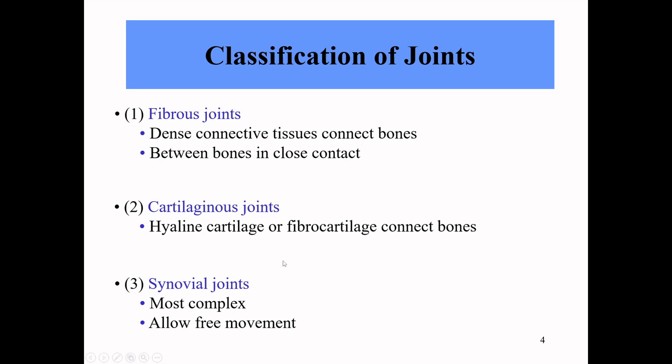Our second way to classify joints is cartilaginous joints. As the name would entail, these are joints that are composed primarily of cartilage. Specifically, we have one set made of hyaline cartilage and a second set made of fibrocartilage, and we'll get into that in just a moment. So cartilaginous joints are made of cartilage, hyaline or fibro. And then lastly are the synovial joints. These are the most complex of the joints. They allow for free movement. Most of the joints in the body are going to be synovial joints. This is for stuff like your shoulder and your hip and your elbow and your knee and your ankle. All of those are synovial joints.